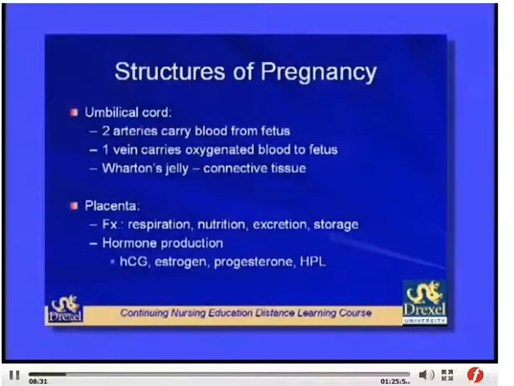Continued on the structures of pregnancy is the umbilical cord, which includes two arteries and one vein. The arteries carrying blood from the fetus, the vein carrying oxygenated blood to the fetus, and then Wharton's jelly is the connective tissue that surrounds the two vessels. So again, it's a protective mechanism.